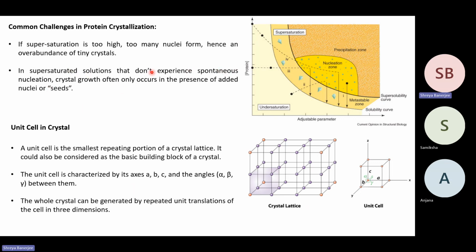Another problem that happens is that sometimes nucleation does not happen spontaneously. So you have to add some crystal from outside of the same protein, which is the seed crystal. And around that crystal, the rest of the crystal will begin to grow. So these are some challenges that are faced during protein crystallization. And here I've just defined the unit cell, which, as you know, is the smallest repeating unit in a crystal. We don't need to go into the details right now, but the unit cell is the basic building block of a crystal.